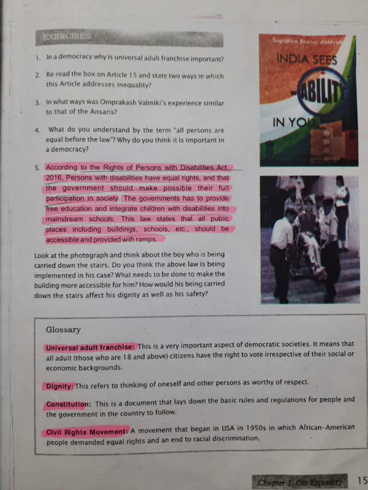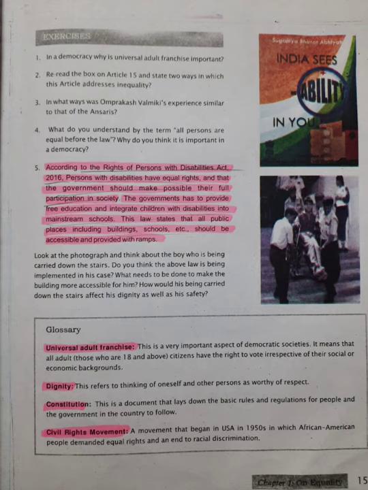Look at the photograph and think about the boy who is being carried down the stairs. Do you think the above law is being implemented in his case? What needs to be done to make the building more accessible for him? How would his being carried down the stairs affect his dignity as well as his safety?